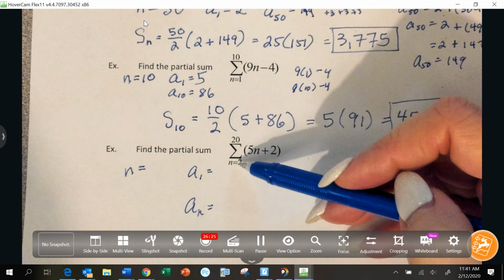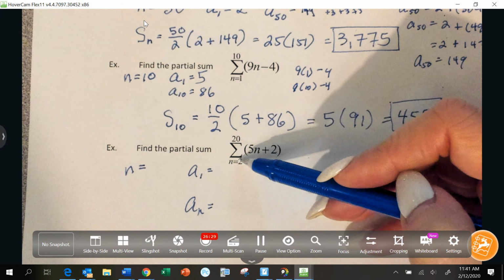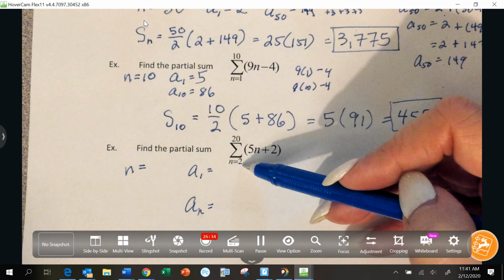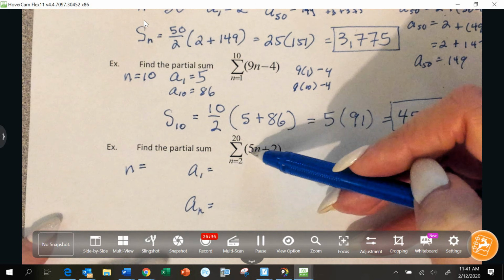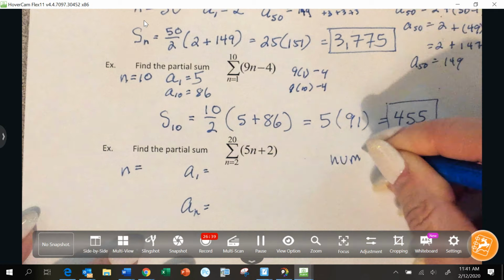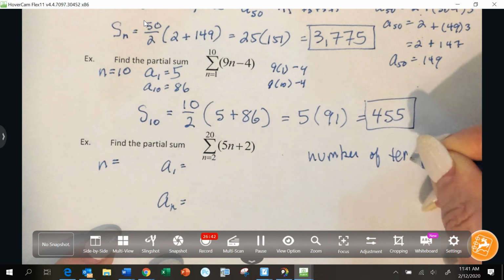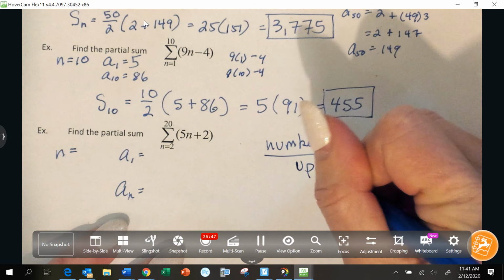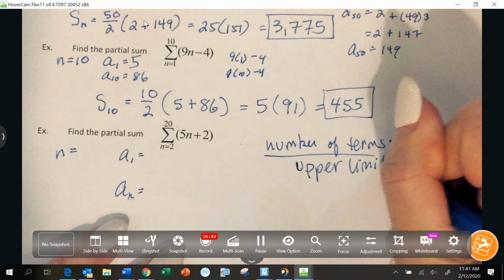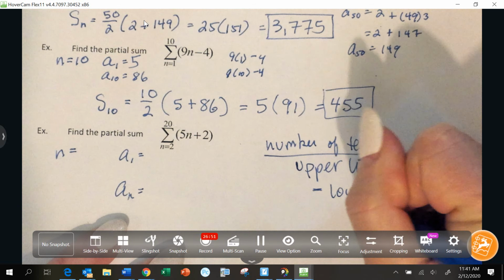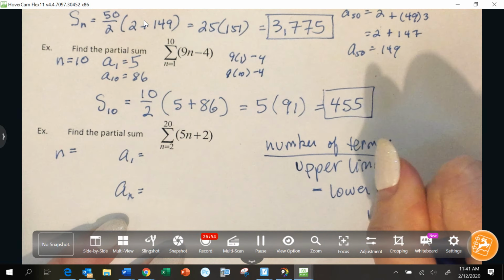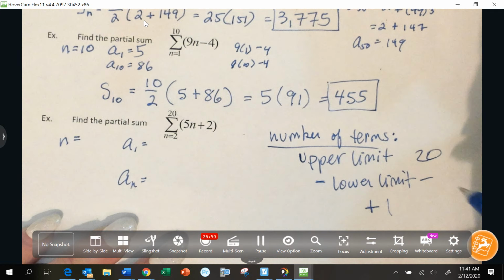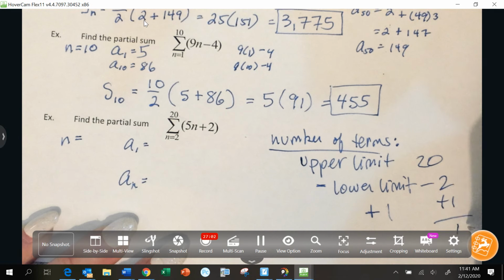If we subtract these, we have to add 1 to it because subtracting finds the difference, but you have to include that first term. So the number of terms is upper limit minus lower limit plus 1. That's how you can find the number of terms. Upper limit 20 minus lower limit 2 plus 1 is 19.